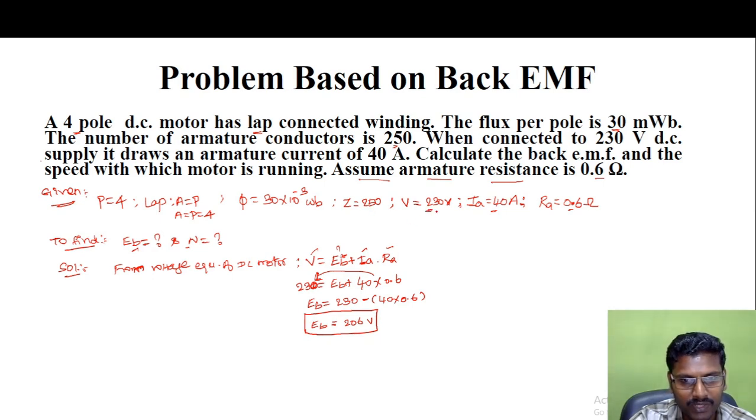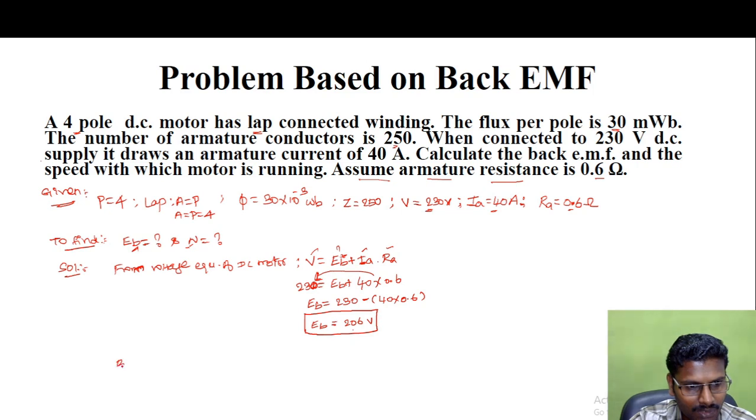This is the back EMF produced due to the input supply of 230 volt, right? If I give 230 volt, the motor generates an opposite EMF or induced EMF, and its magnitude is 206 volt, right? So I have found out the value of Eb. Now I need to find the value of N. I can find this with the help of the back EMF formula.